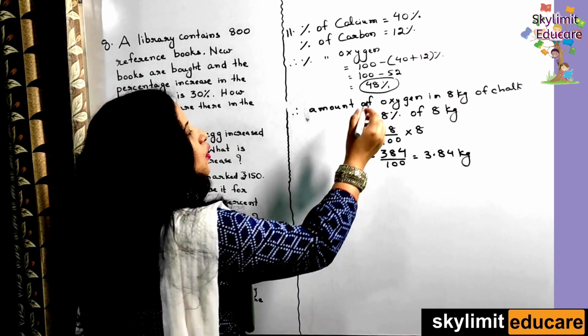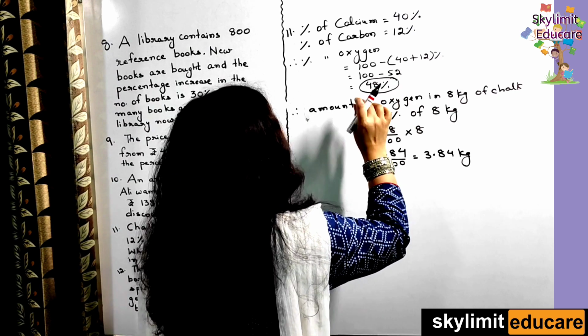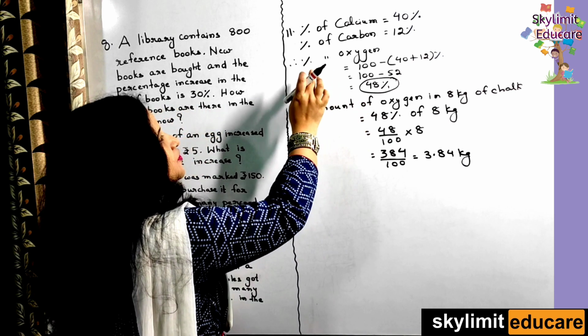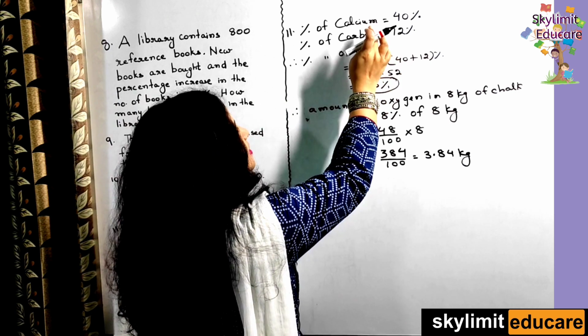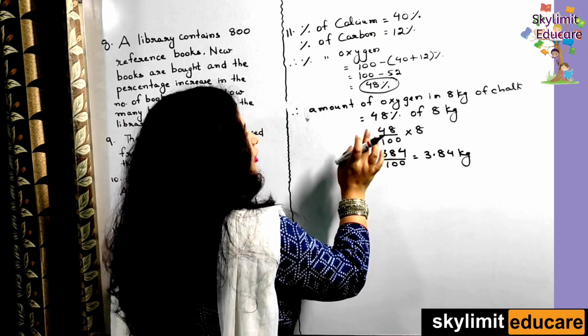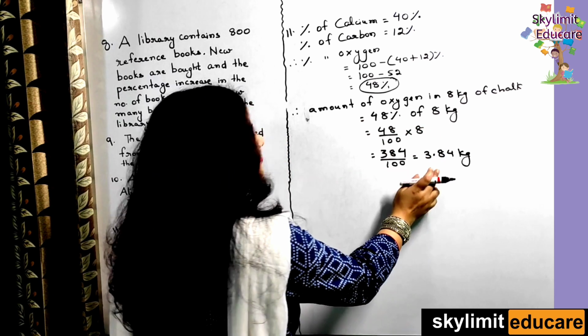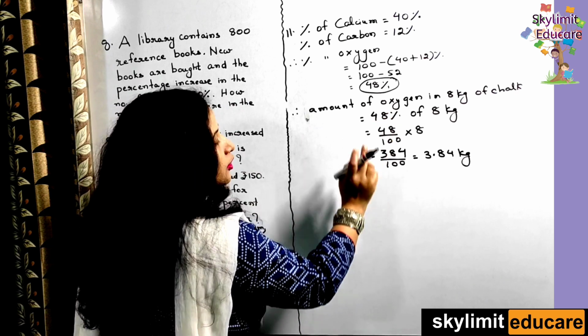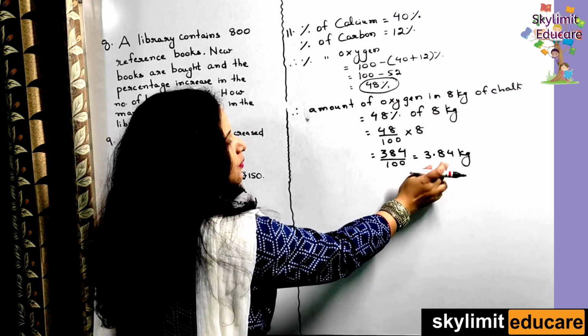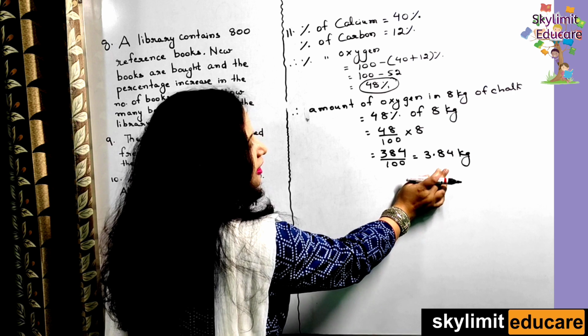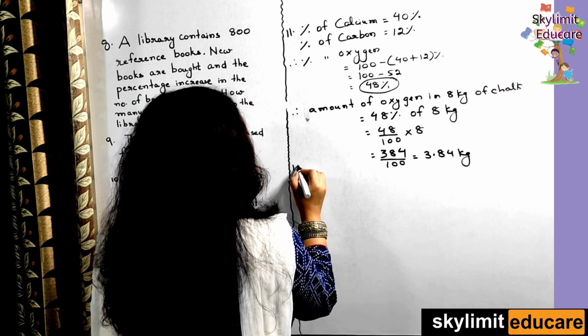That means you already calculated the percentage of oxygen by subtracting the given percentages of calcium and carbon from 100. And after that you have to find out the amount of oxygen in 8 kilogram of chalk. So this is the answer, right? The percentage of oxygen you calculated. Now the amount of oxygen is 3.84 kilogram. Let's come to question number 12.